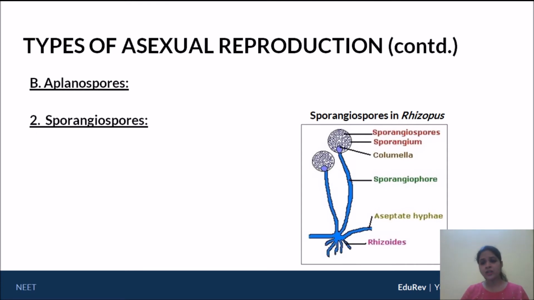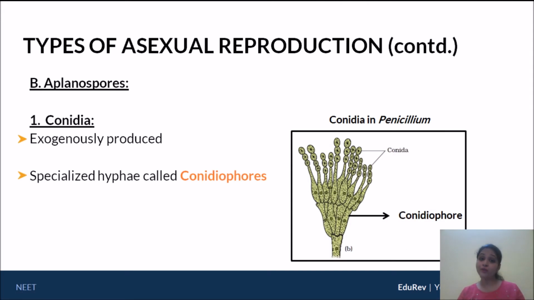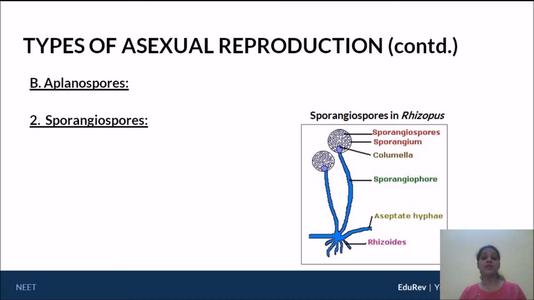Now this particular figure looks very similar to what we have probably studied in our school. So here you have sporangiospores in Rhizopus. Rhizopus is nothing but our bread mold. Now here you can find the presence of sporangiospores present within a capsule called the sporangium. And this particular sporangium is present on hyphae called sporangiophore. So in the previous case, we had the presence of conidiophore, but now we have the presence of sporangiophore.